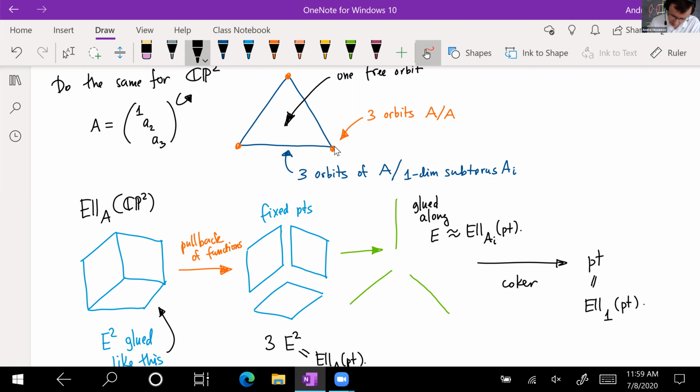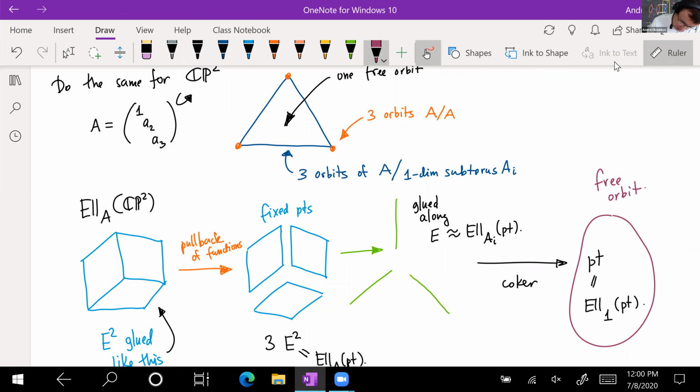So maybe what is a point is very big. What's a free orbit is very small. So this is where the free orbit sits, and this is where the points are. These are fixed points. I already wrote the fixed point.